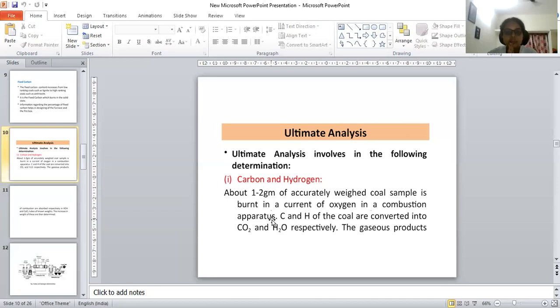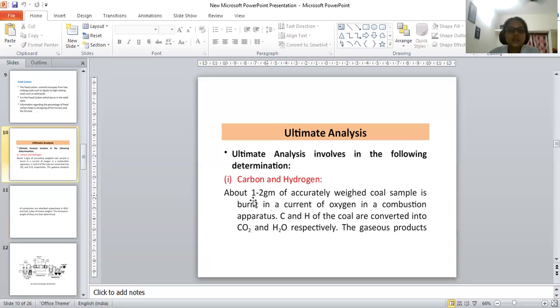And the second type of analysis is ultimate analysis. This ultimate analysis is also called elemental analysis, which can help to determine the elements. It is also called qualitative analysis of the coal. Here we can see how we can analyze the elements. First, we are going to see the elements carbon and hydrogen.